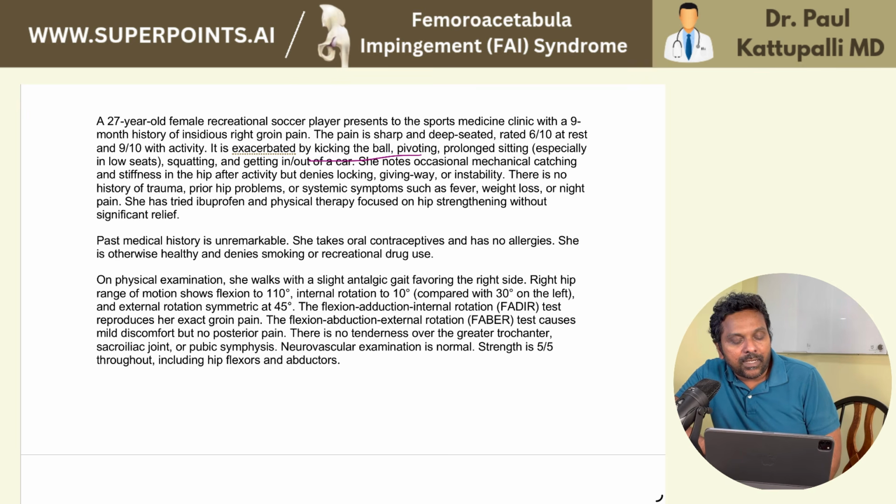Past medical history is unremarkable. She takes oral contraceptives and has no allergies. She is otherwise healthy and denies smoking or recreational drug use.